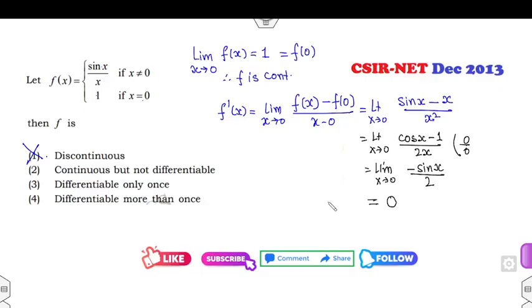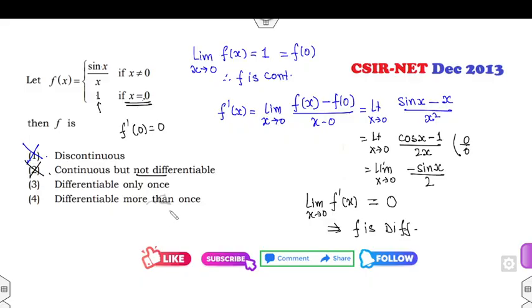Fine. So that means the limit as x approaches 0 of f dash is 0. Also you can see at the point 0, what is the derivative of this? At the point 0 it is 0. That means the function is differentiable. Fine. The function is not differentiable twice.